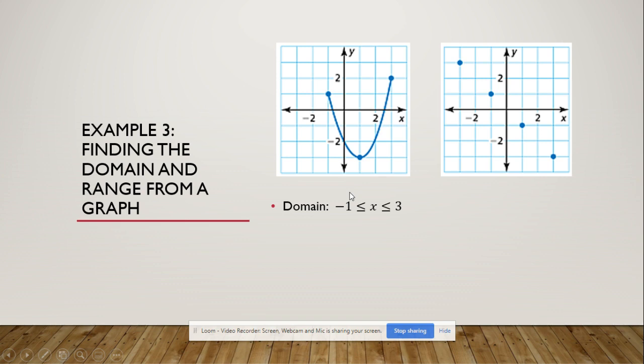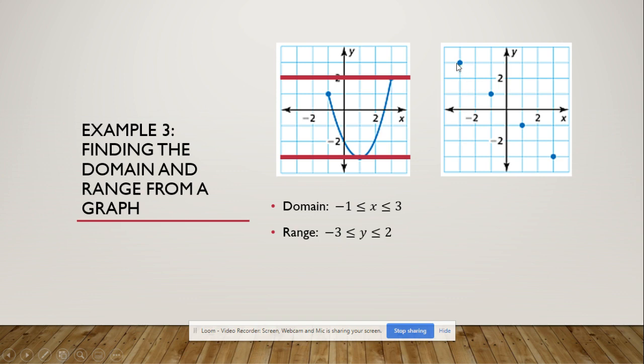Now for the range, we're going to put in these lines. We notice that for the y values along this y-axis, we go from -3 to as high as 2. So the range is going to be -3 is less than or equal to y, which is less than or equal to 2. That's all the potential values of y. Now this is how you're going to do it if the graph is continuous.